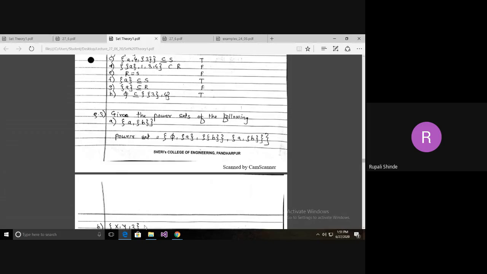Now here the next example is given, and that contains 3 elements as x comma y comma z. So you have to find out what the power set is for the given set.